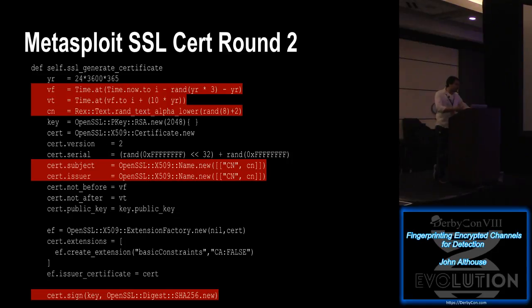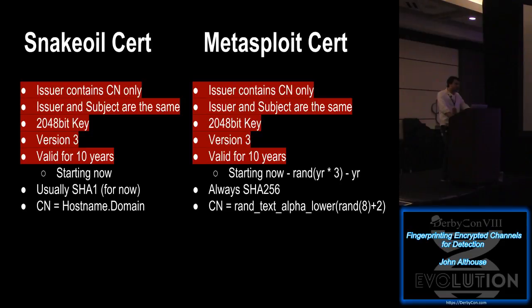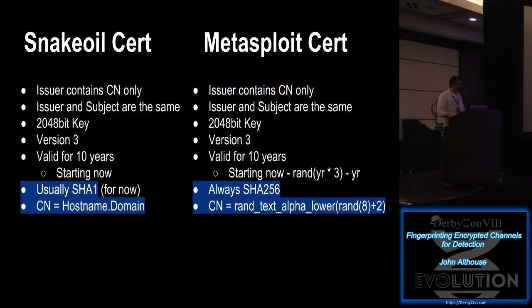So this is his code, and it's beautiful code. This is what the certificate looked like. Subject and issuer, very simple and small, just CN equals, and then some lowercase characters, and then the certificate algorithm was SHA-256. But remember, he wanted to emulate the snake oil certificate of Ubuntu. And so most of the items were the same. However, the snake oil cert did certificate algorithms in SHA-1, whereas the Metasploit cert did SHA-256. That's what he gets for trying to be secure, I guess.